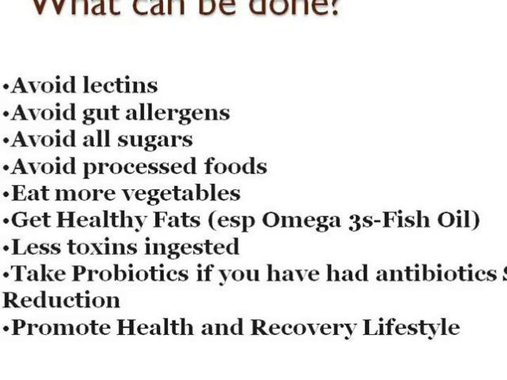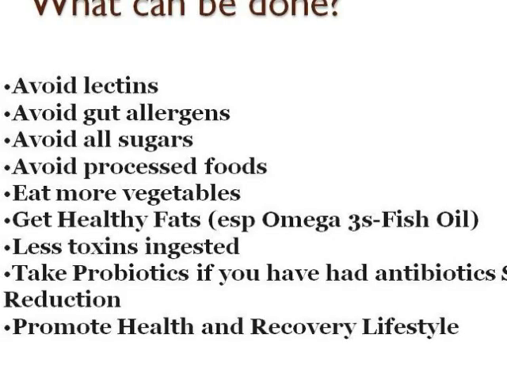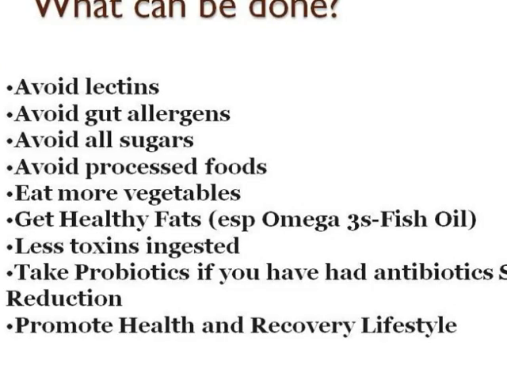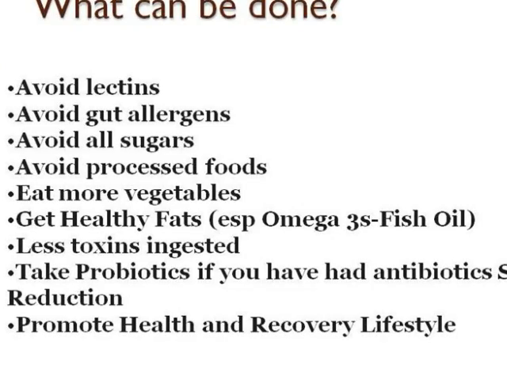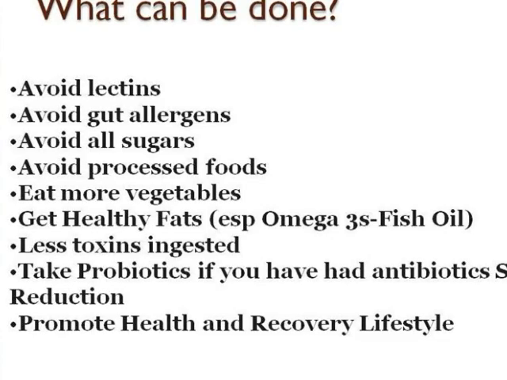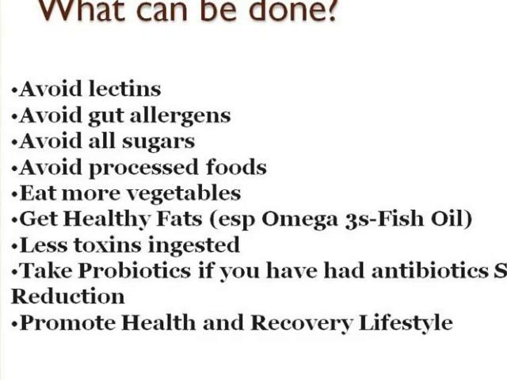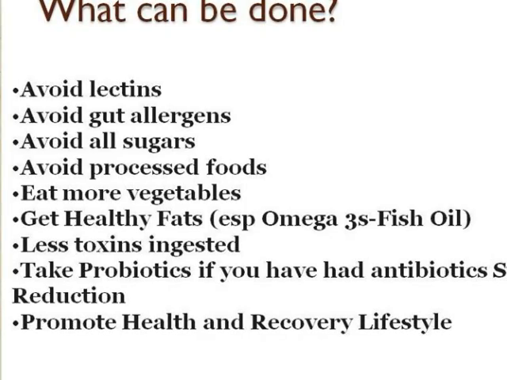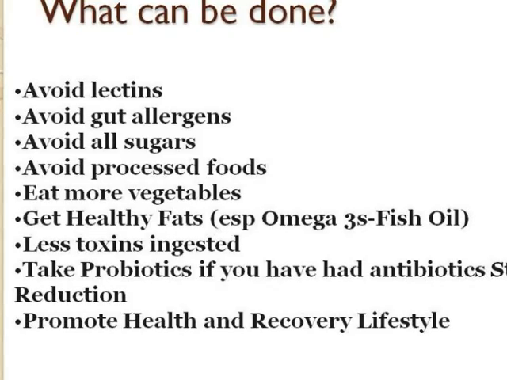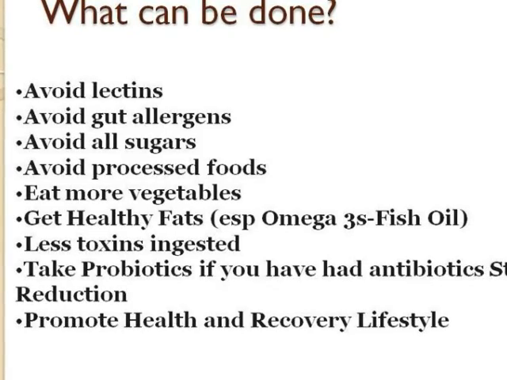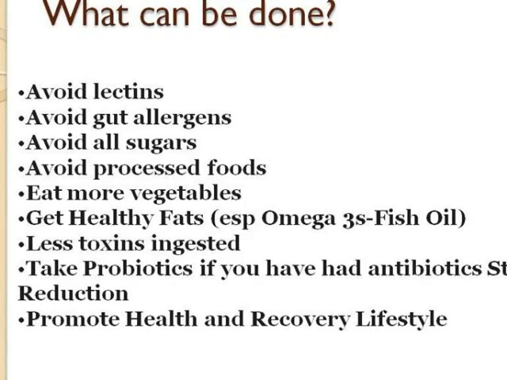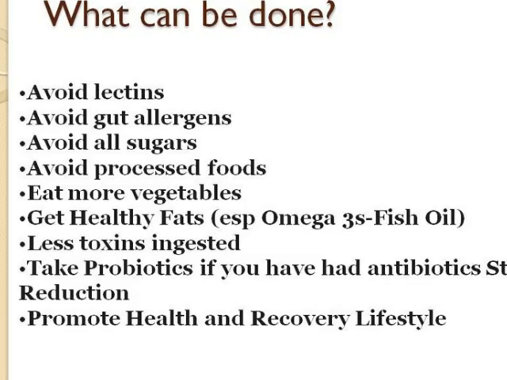So the question is, what can then be done about leaky gut syndrome? First of all is to avoid foods containing the lectins. A Google search would easily pull up a list of these foods, besides the ones that we've already talked about. Avoid anything that might be any kind of a gut allergen, such as the soy and the wheat and the gluten-containing products. Soy is a common product found in almost everything you buy, and it takes close diligence to make sure that your food doesn't contain it.